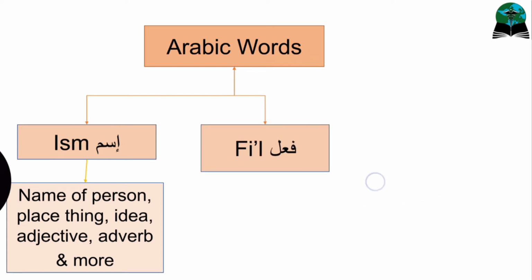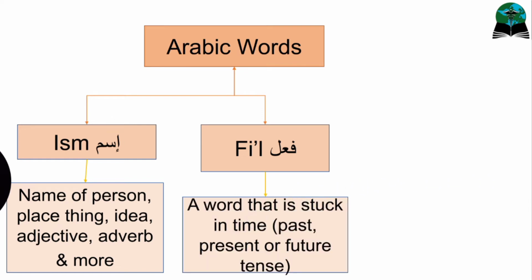Next is fi'l. Fi'l is a word which is stuck in time. That is to say, a word which is in the past, present, or future tense. A fi'l is comparable to a verb.